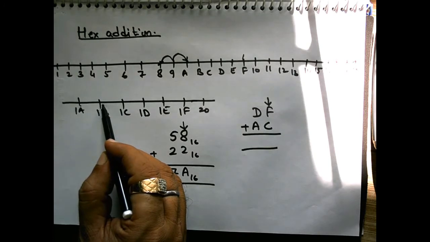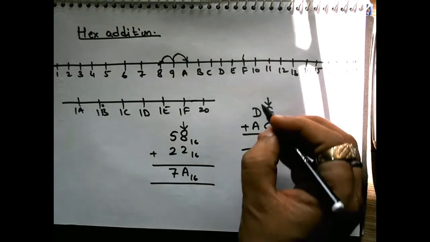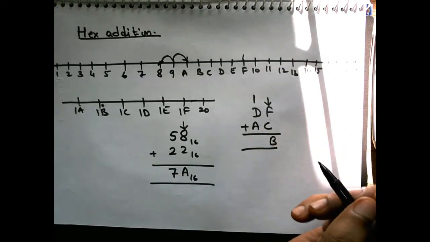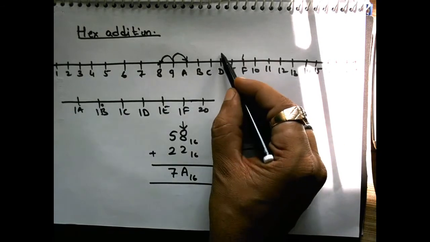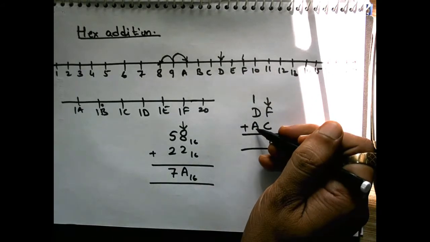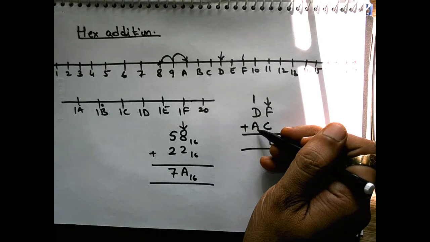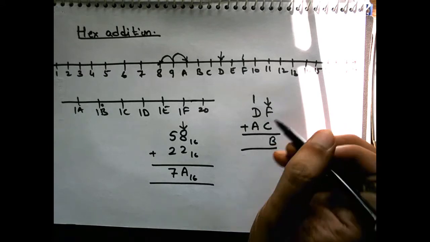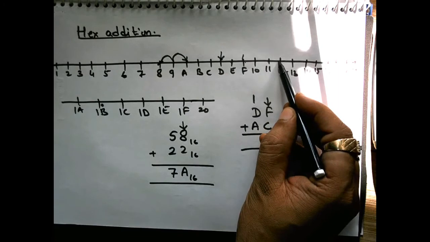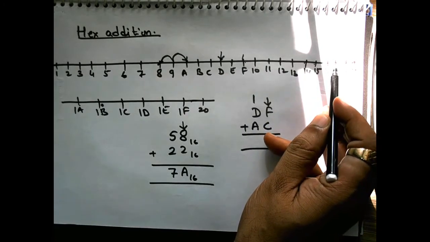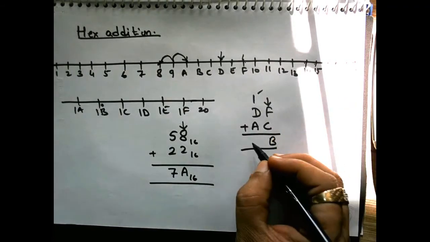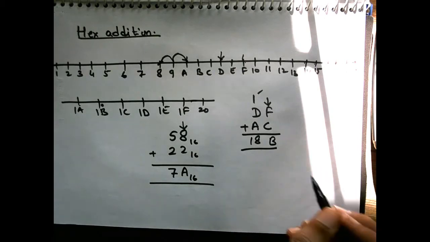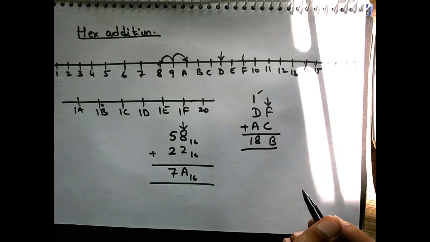So you will reach on 1B. So the sum is B and carry 1 flows for the next position. And at D, we are at the position of D and we are willing to add A to it, which means we have to move 10 steps to the right. So 1, 2, 3, 4, 5, 6, 7, 8, 9, 10. We are at 17 and we have to add 1 carry into it. This means we will reach up to 18. So 18B is the final answer for this hexadecimal addition.